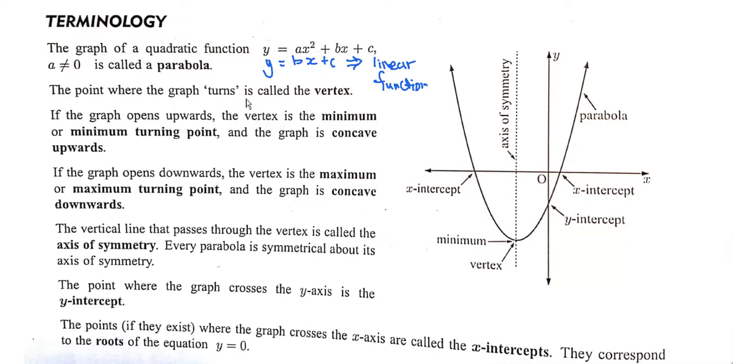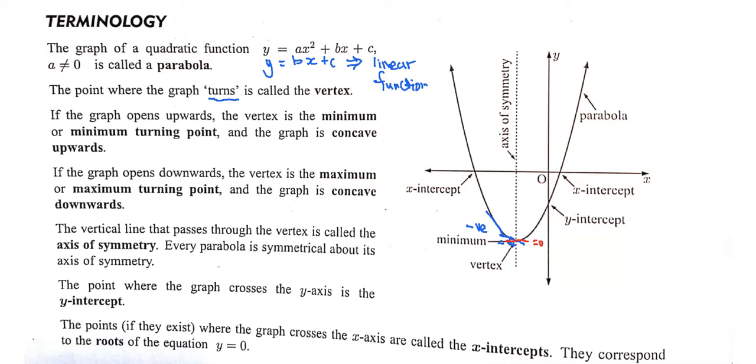Now let's look at the second point mentioned here. The point where the graph turns is called the vertex. What is the meaning of turn? If you draw a line on this part here, the gradient of this line is actually negative. If we draw another line here, the gradient is still negative, until it reaches the lowest point. If you draw a tangent at this point, it becomes a horizontal line at the lowest point. At this point, the gradient is equal to 0.